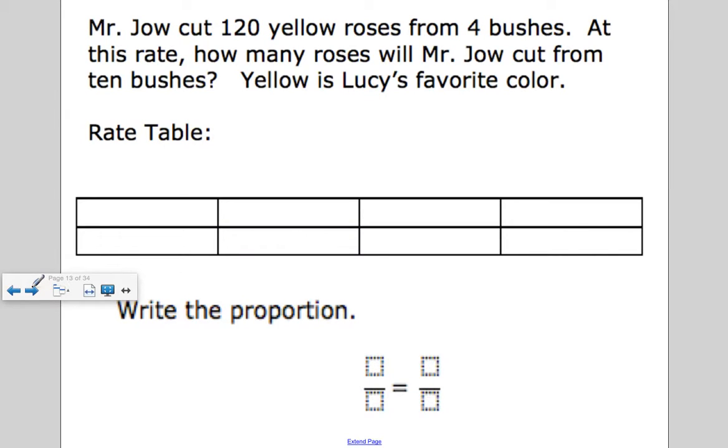All right, next example. Mr. Joe, I cut 120 flowers from 4 bushes. At this rate, how many roses will I cut from 10 bushes?